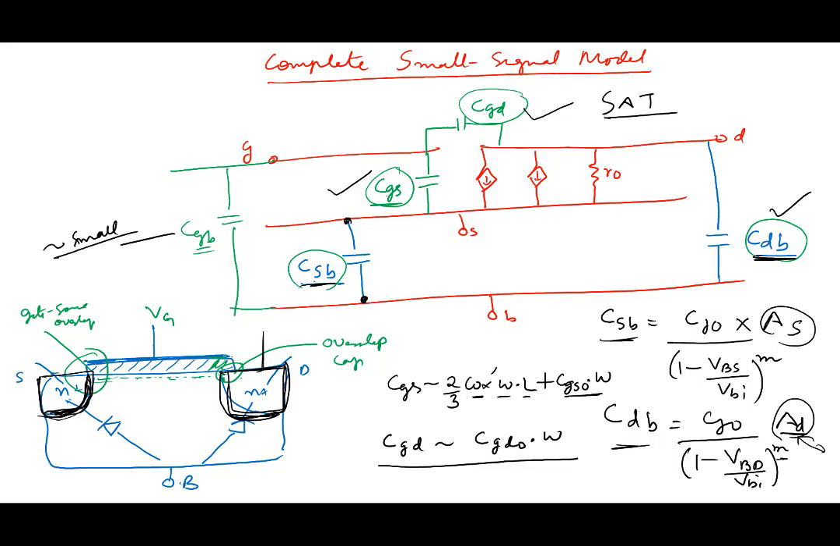Okay, so we have the DC model and we have the small signal model. So now we are in a position to do all that we did with BJT amplifiers. So you could, for example, start with, let's say, a common source amplifier.